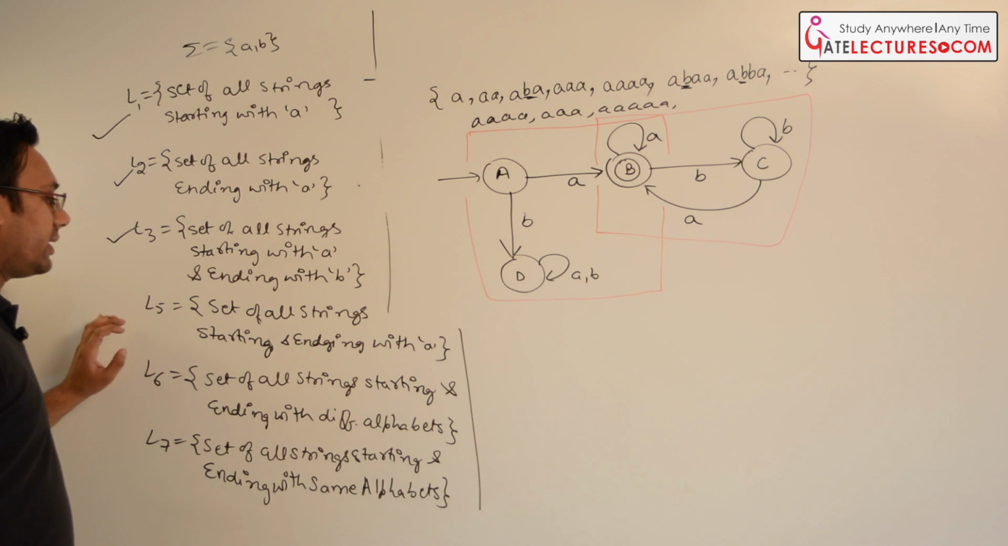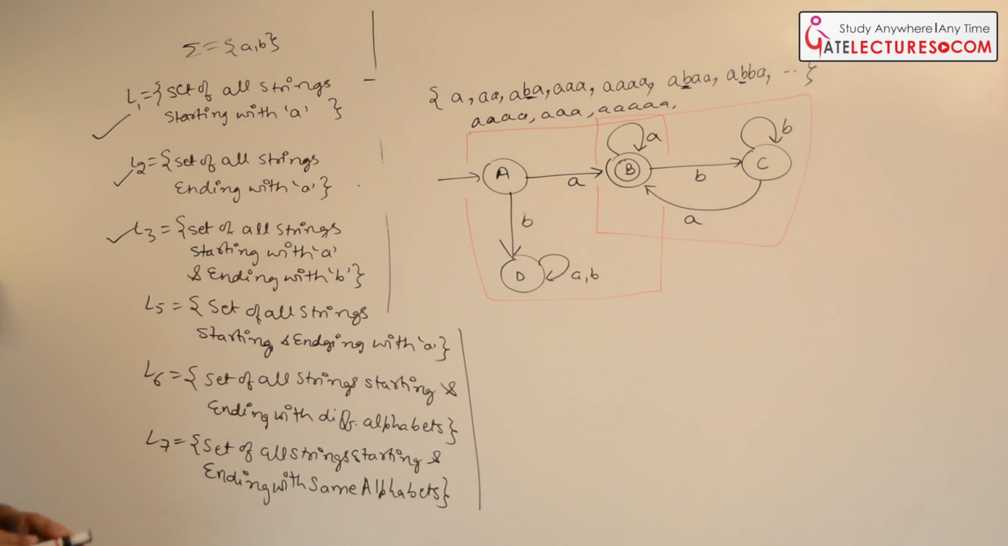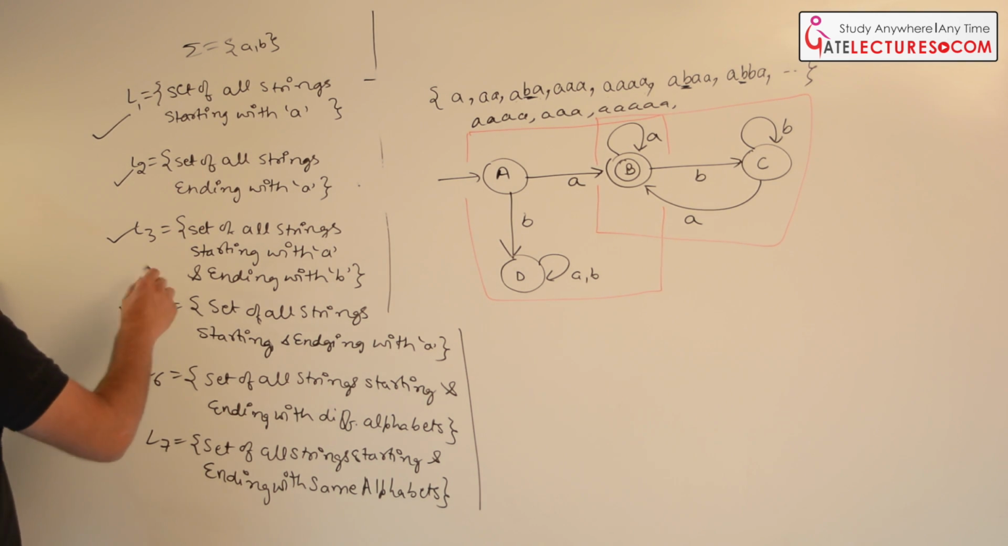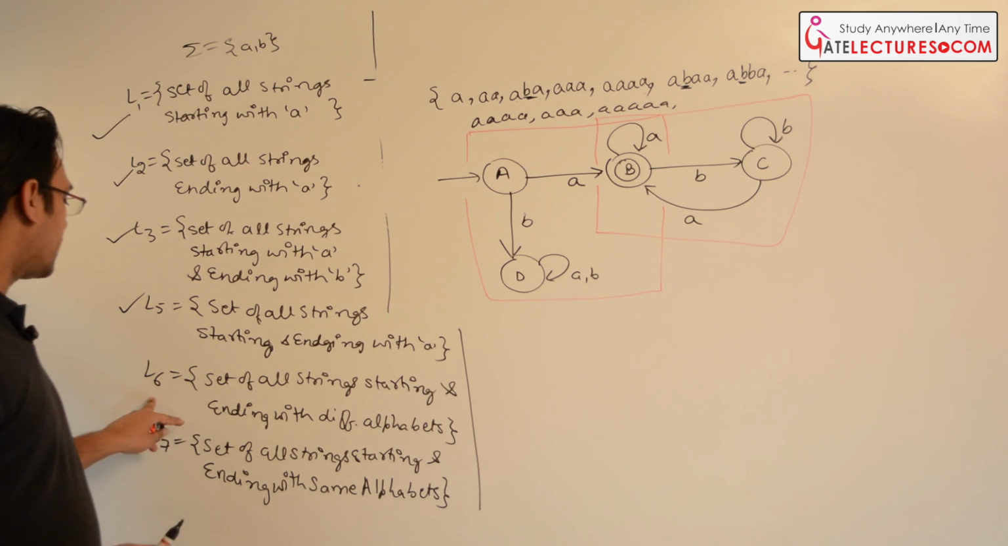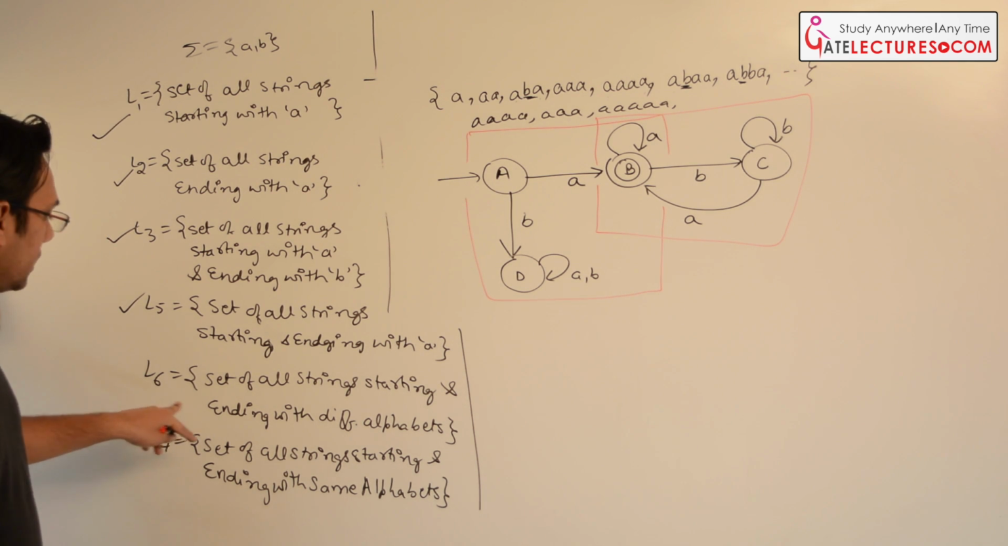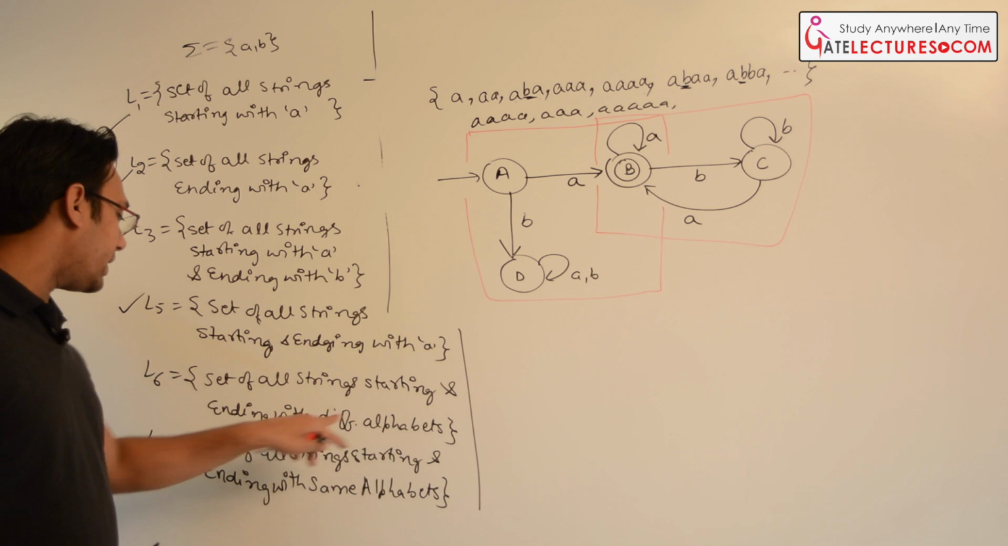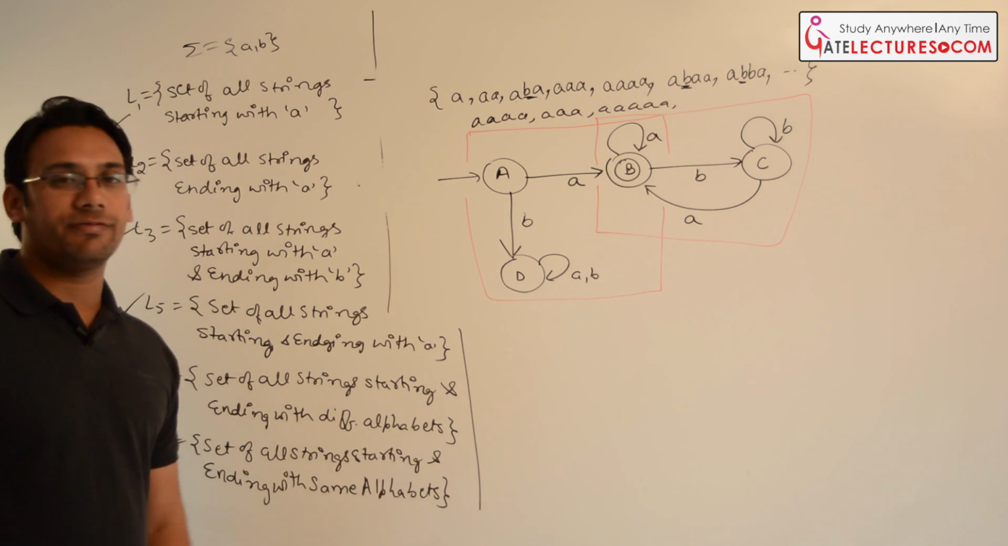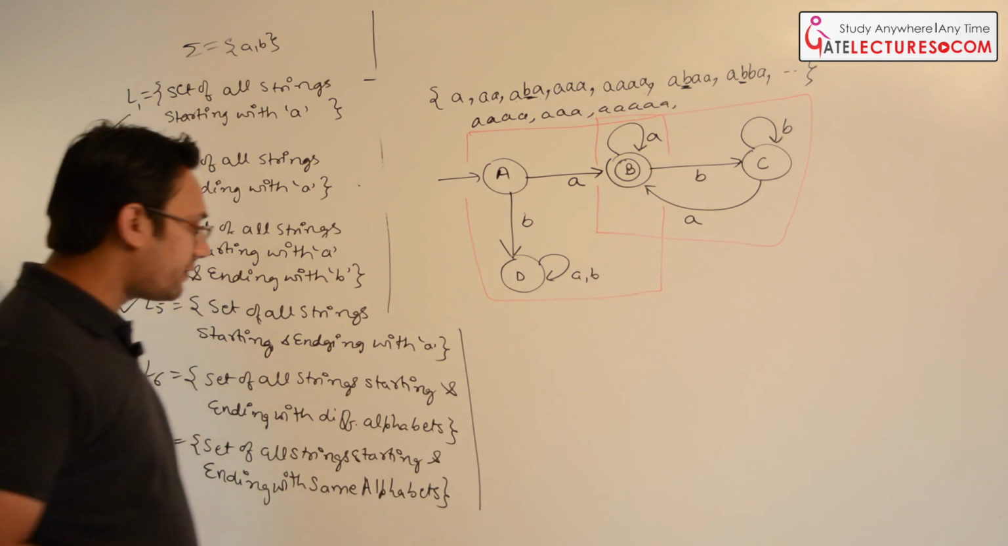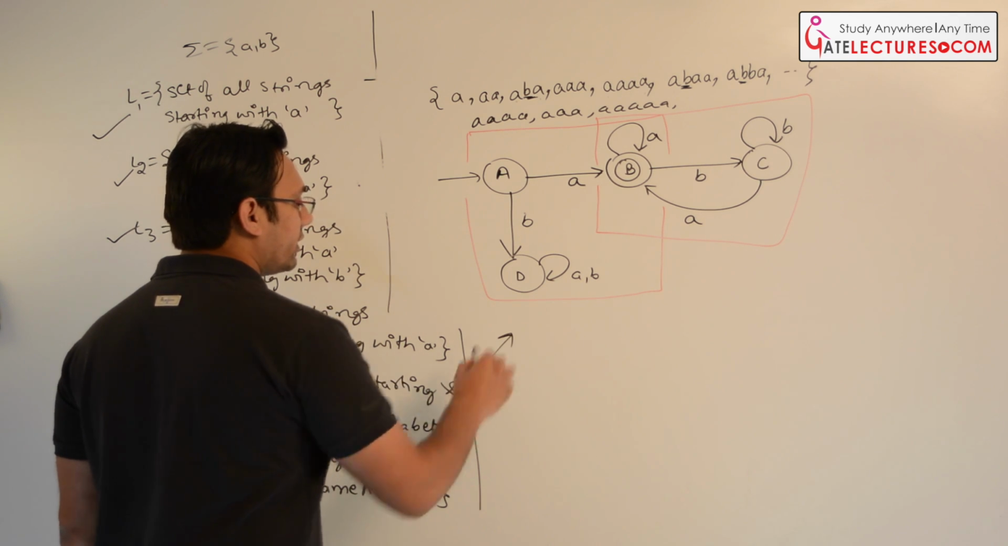So let me take the next example here, because I want you to use some of your brains, right? So let us take the language L6. Set of all strings starting and ending with different alphabets. What are the strings starting and ending with different alphabets?